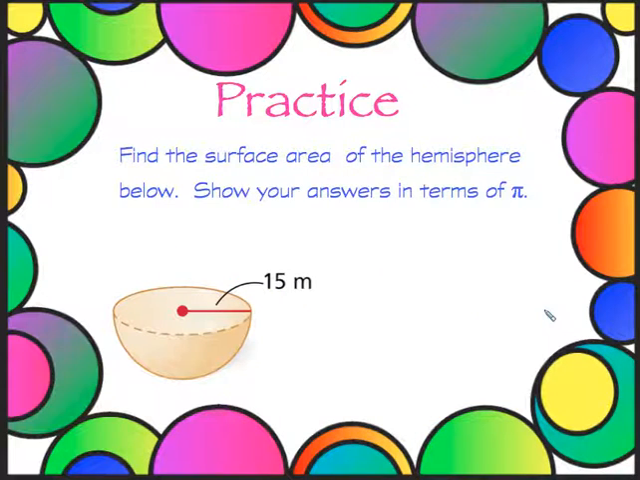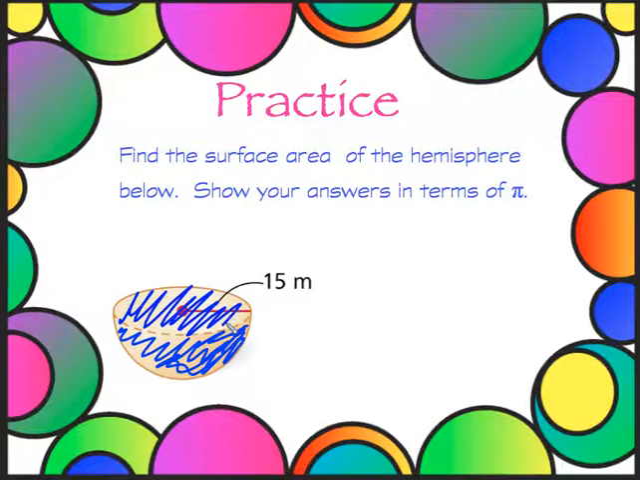All right, find the surface area of the hemisphere below. Show your answers in terms of pi. Now, here's the thing. Surface area is whatever's on the surface. So if we do half of a sphere, you're only counting all this. But once we cut it in half, we now have all of this on the surface as well. So half of, let me write our actual formula up here. It's 4 pi r squared. So half of that would be just 2 pi r squared.